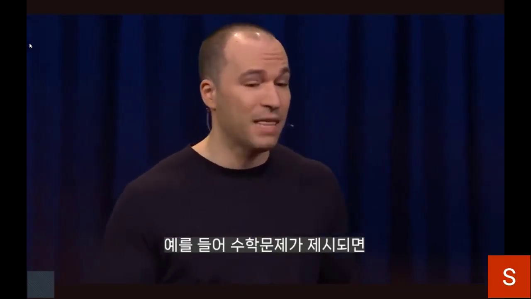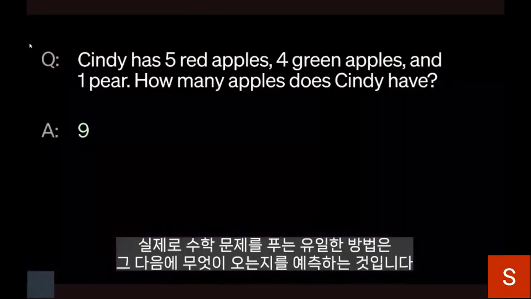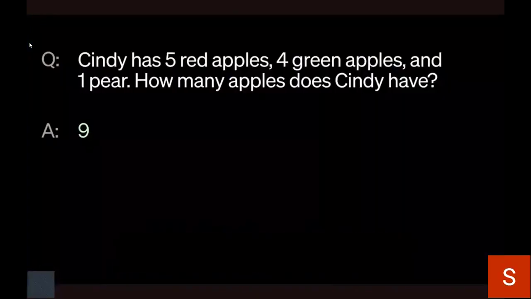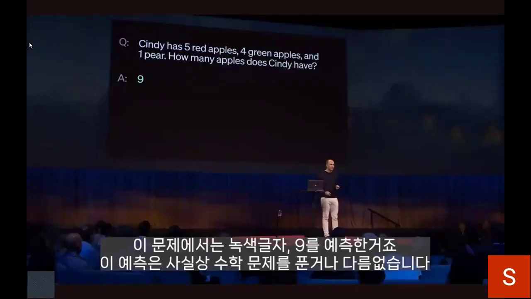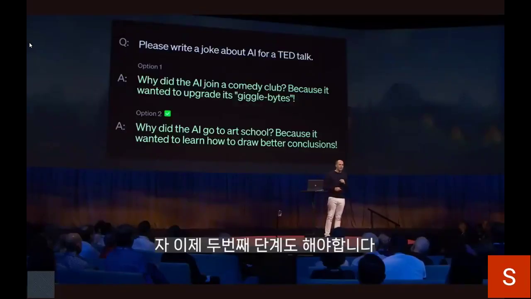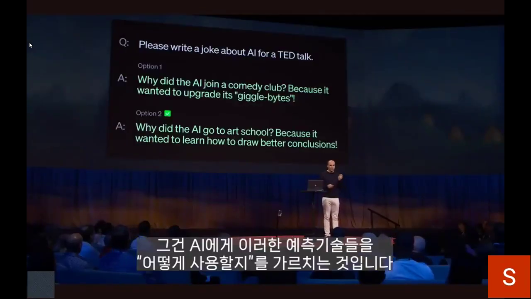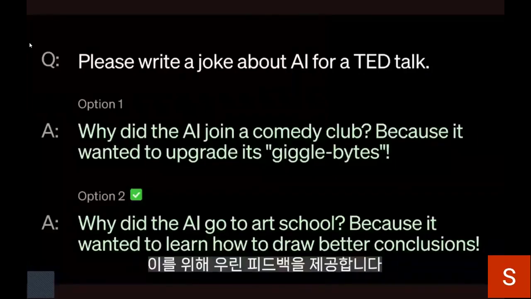For example, if you're shown a math problem, the only way to actually complete that math problem, say what comes next, that green 9 up there, is to actually solve the math problem. But we actually have to do a second step too, which is to teach the AI what to do with those skills.